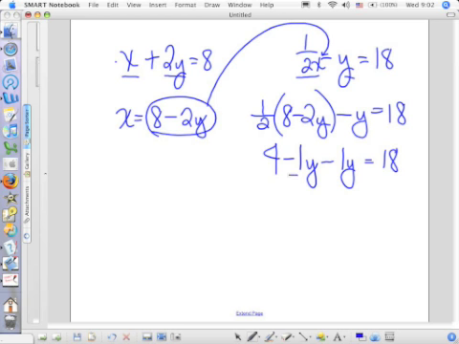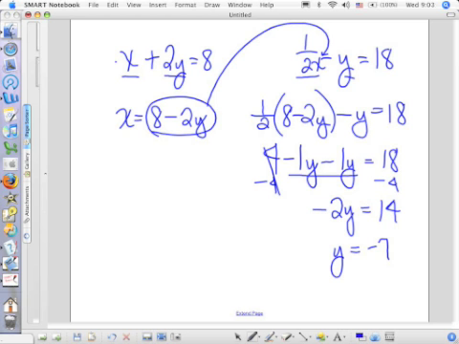Next, I'm going to combine my like terms on this side. So negative 1 and negative 1 is negative 2y. In the same step, I want to get this 4 on the other side. So what am I going to do? Subtract 4 from both sides. And that leaves me with positive 14. 18 minus 4 is 14. And then divide both sides by negative 2. And you find that y is equal to a negative 7.